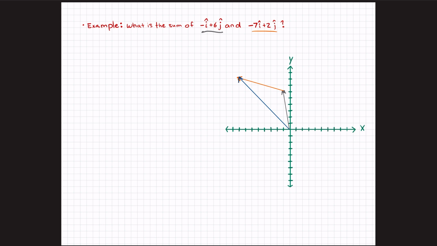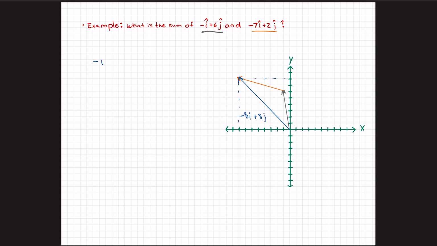And that's looking like it's going to be negative 8i hat, because I'm 8 units away from the origin on the x-axis, and then positive 8j hat, because I'm 8 units up from the origin on the y-axis. Now, that's just solving it graphically, doing the tip-to-tail method with my vectors.